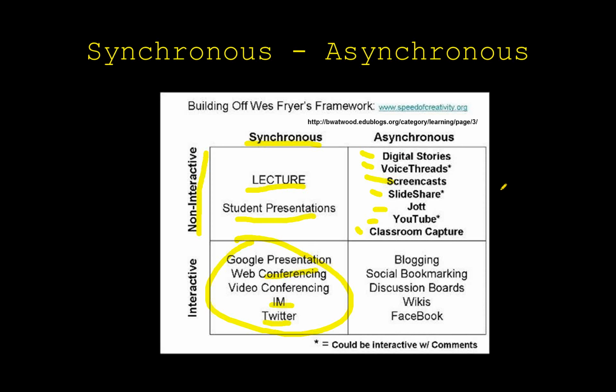Now, when we switch to asynchronous, we have all kinds of ways for communicating and delivering asynchronous learning. But to make it interactive, we want to add in things like social networking and blogging and discussion boards and wikis and Facebook and things like that. And in fact, in my online classes, I did at one point use Facebook as the interactive system, and it worked out pretty well. I can share more of that, although they've changed some of the functions and made it not as easy to use as Facebook used to be.